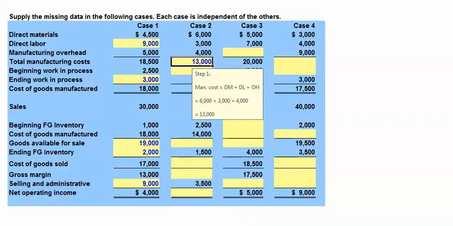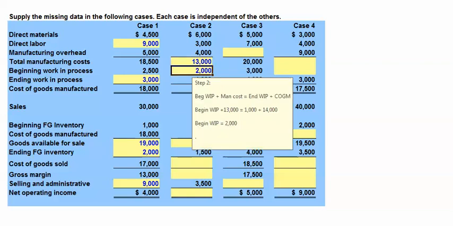For case number 2, we'll begin by solving for our total manufacturing cost, which is simply our direct material plus direct labor plus our manufacturing overhead. Our second step will be to solve for our beginning work in process. Again, we have our beginning work in process plus our manufacturing cost has to equal our ending work in process plus our cost of goods manufactured. Setting up our equation and solving, we get beginning work in process of $2,000.